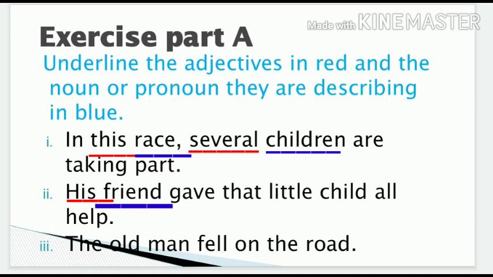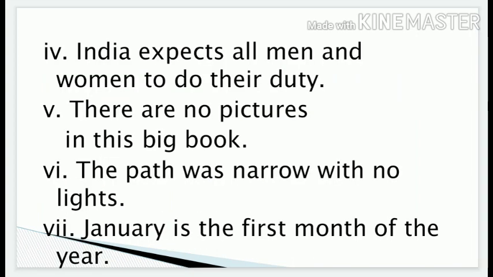The old man fell on the road. Here old is an adjective, so we have underlined it with a red line, and man is a noun, we have marked it with blue. Let's begin with the next example.